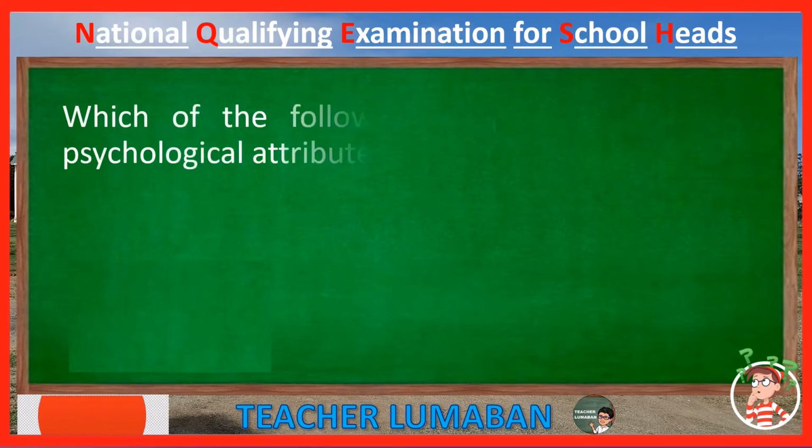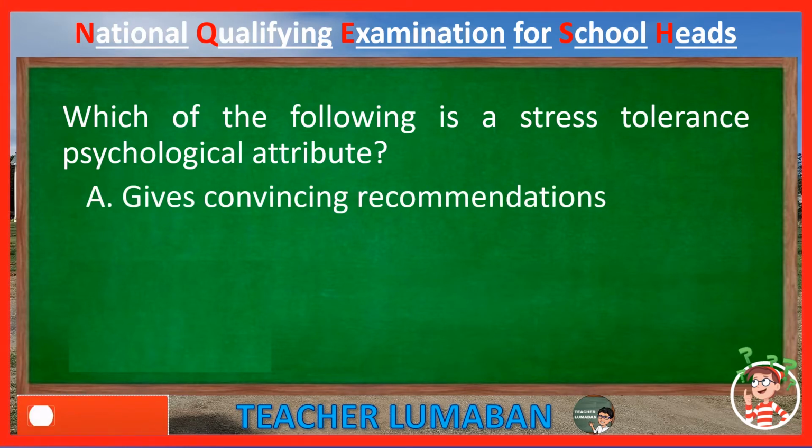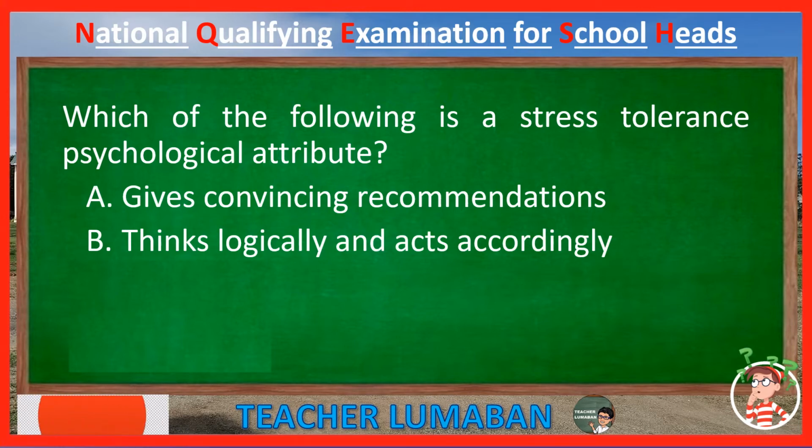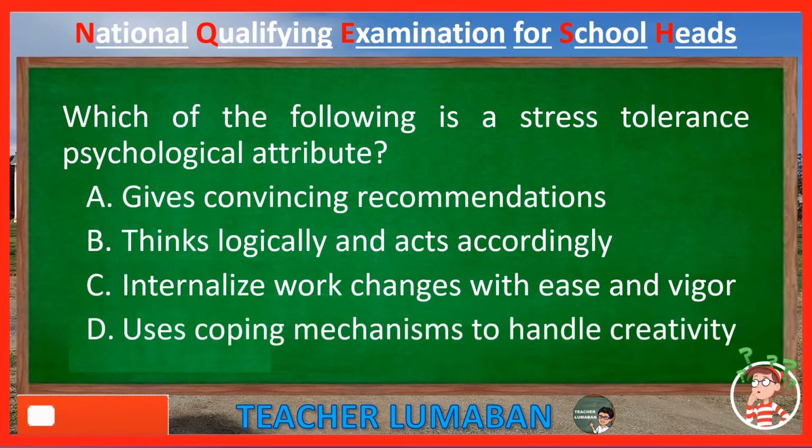Which of the following is a stress tolerance psychological attribute? Letter A, gives convincing recommendations. Letter B, thinks logically and acts accordingly. Letter C, internalizes work changes with ease and vigor. Letter D, uses coping mechanisms to handle creativity.